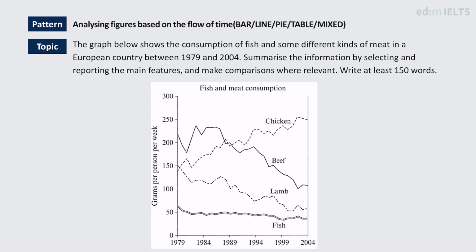Let's read it together. First of all, the graph below shows the consumption of fish and some different kinds of meat in a European country between 1979 and 2004. Summarize the information by selecting and reporting the main features and make comparisons where relevant. Write at least 150 words.